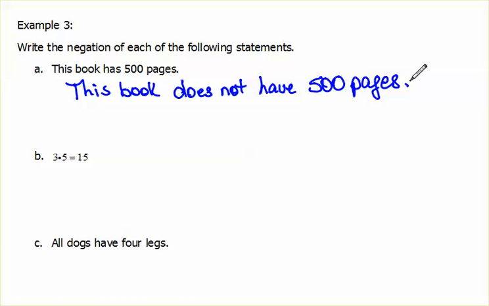Now, when we have a statement that's written mathematically, then we can also do that mathematically. So this statement here says 3 times 5 is 15. We know that that's a statement, and that happens to be a true statement. So we want to make that a false statement. So we could rewrite it and say 3 times 5 does not equal 15. That would negate or make that sentence false.